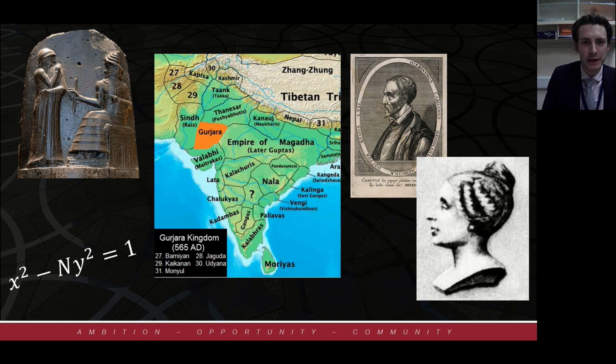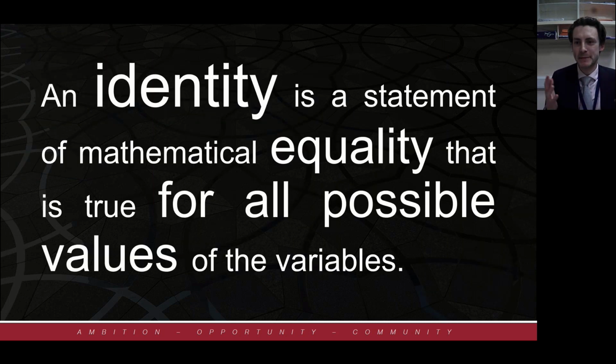So I guess to start with, it's worth me making my definitions clear. For me in this talk, when I'm talking about an identity, we're going to be talking about a statement of mathematical equality that is true for all possible values of the variables. Now, obviously, that's the mathematical definition of identity, but it also relates to what or who a person is as well. And I'm going to try and draw out some of those links as we go through.